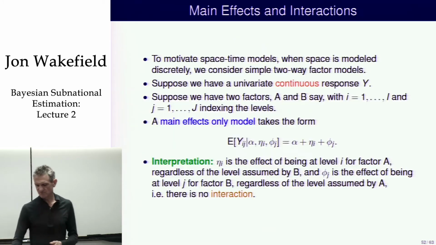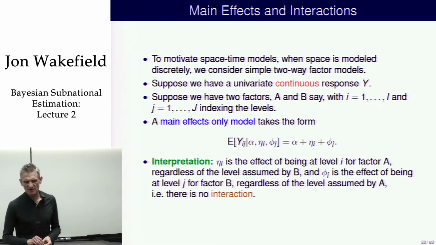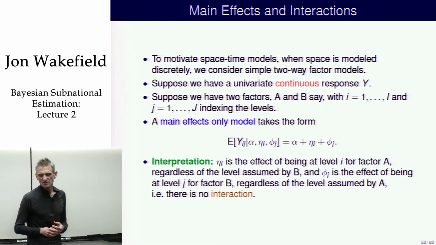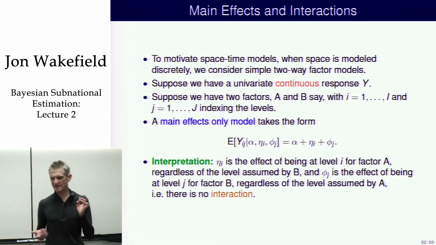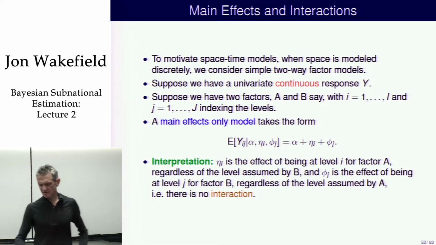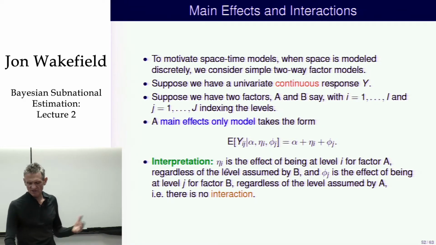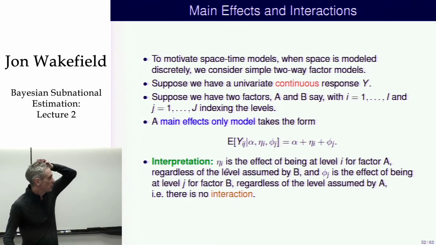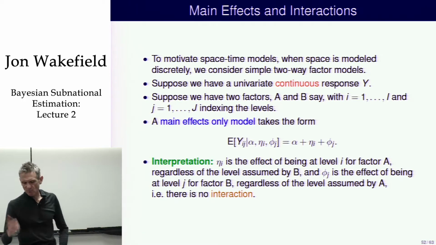Okay, so now let's move to space-time smoothing. A quick digression into factor models. Suppose we've got two factors, A and B, with capital I and capital J levels. If we had a continuous response, what are plausible models for this? How would the mean response vary with these two levels of the factor?